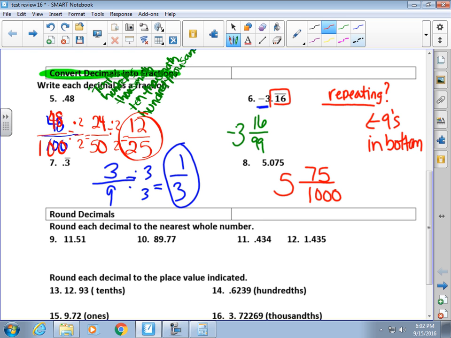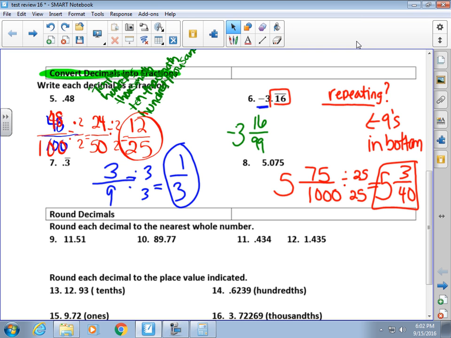I also could do, there's 3 digits behind the decimal, so I need 3 zeros, and put a 1, and the 75 goes in the top. I am going to reduce this by 25. Remember that 5 has to go in the front. 75 divided by 25 is 3. 1,000 divided by 25 is 40. This is my final answer.